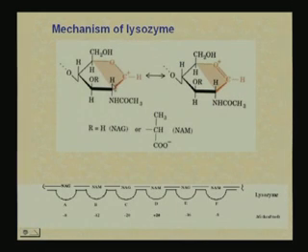Now, this is what is NAG and NAM. What are these? These are sugar molecules. You've all studied sugar molecules in your organic chemistry class. Now, what we have here is an R group. When this R group is hydrogen, it is called NAG, N-acetyl glucosamine. When this R group is this moiety, it is called N-acetyl muramate.